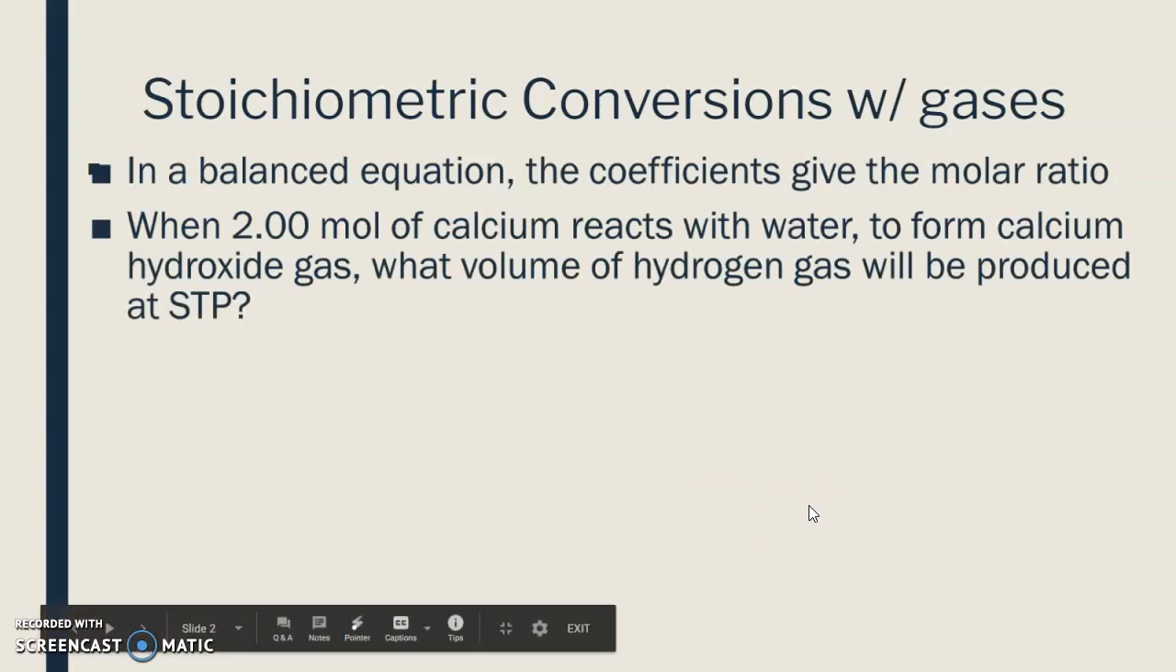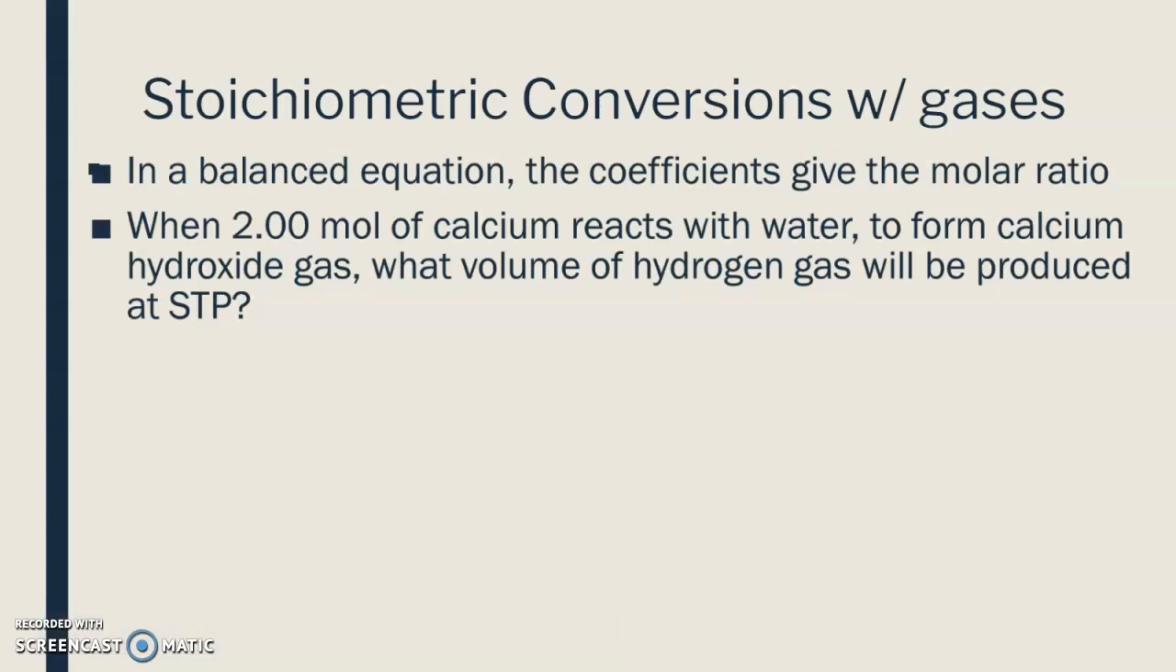I have 2 moles of calcium reacting with water to form calcium hydroxide, and what is the volume of hydrogen gas that will be produced at STP? Now, typically speaking, you would only get this information on a test or a quiz, and you'd have to come up with that equation and then, of course, balance it. The nice thing with your notes, I already gave you that information, but I know calcium plus water, H2O, those are going to be the reactants, and it's going to yield calcium hydroxide.